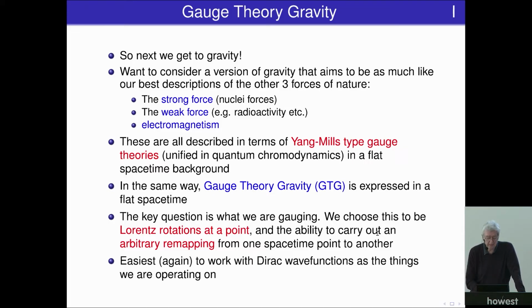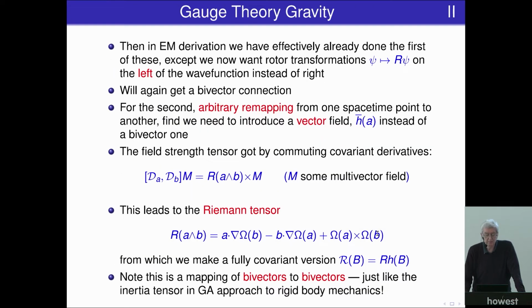And again, it's much easier to work with the Dirac wave function as your starting point for this. And in fact, as I said, we're quite lucky because in the electromagnetic derivation, we've effectively already done the first of these, except we now want rotor transformations on the left of the wave function instead of on the right, because this is how the wave function responds to actual space-time Lorentz transformations. The R appears on the left, not the right. The things on the right, like the phase, are internal transformations of the system. On the left, they're responding to space-time transformations.